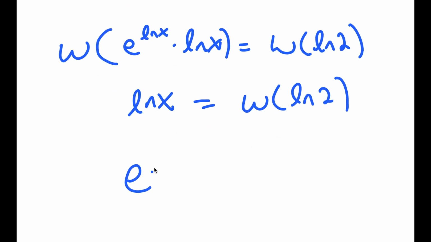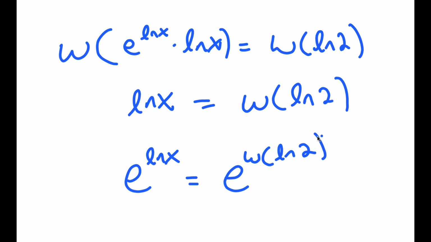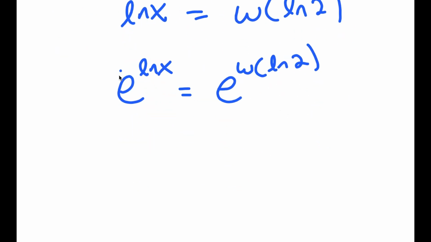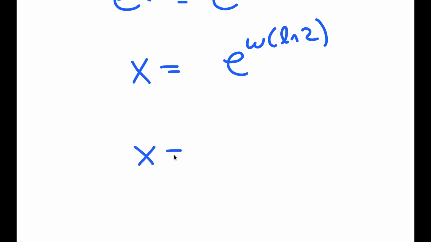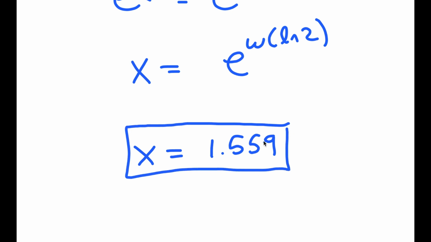Now I'm going to take e to the power of both sides. So I get e to the power of ln x is equal to e to the power of W of ln 2. And remember, e to the power of ln x, the e and ln cancel out. So I just remain with x is equal to e to the power of W of ln 2. And if you actually plug this, there's no way to solve this by hand, but if you plug this into a calculator, you get that this is equal to 1.559. So this is my solution.